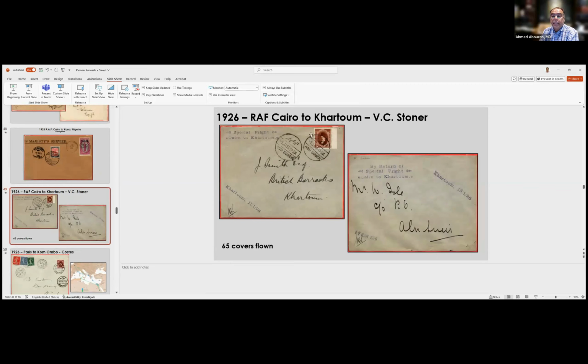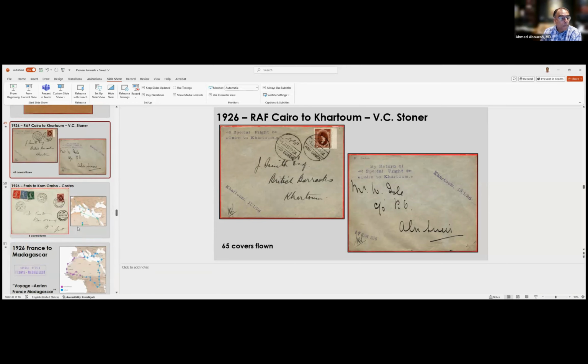In 1926, another exploratory flight back and forth to Khartoum, originating in Abu Sweir by the Royal Air Force, and these are signed by Captain Stoner.